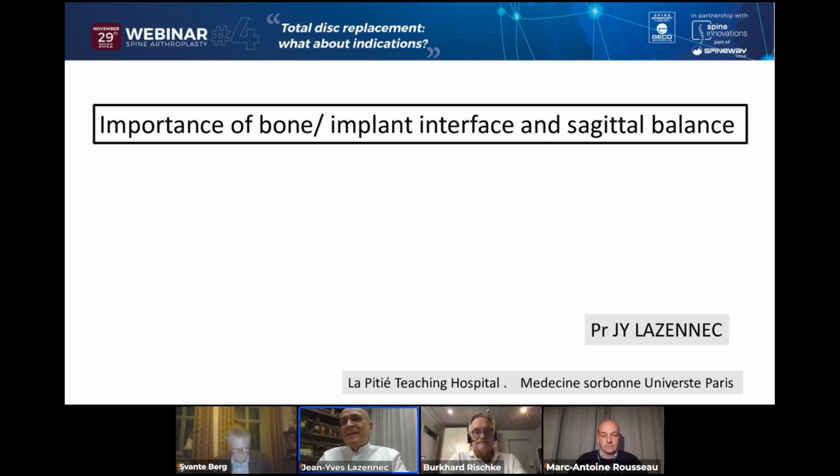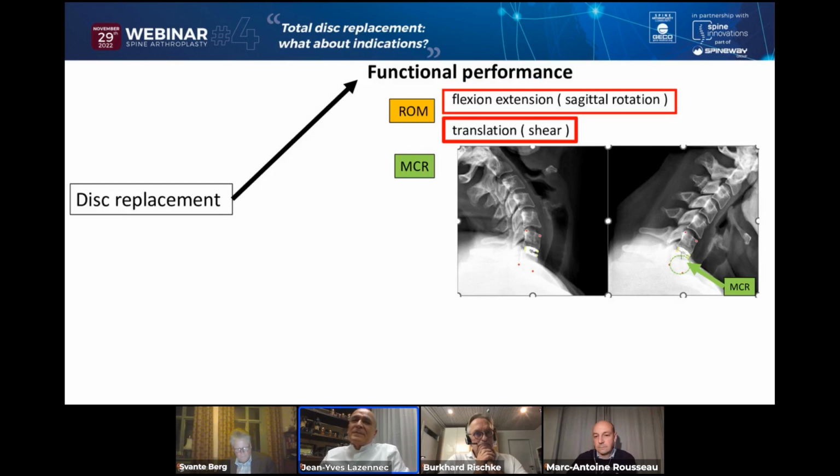This topic may seem strange, but in fact, it is at the frontier of the two previous presentations, I think. The more I was hearing at those two presentations, the more I think it was important to speak about the importance of bone implant interface and sagittal balance. And I shall try to convince you of this.